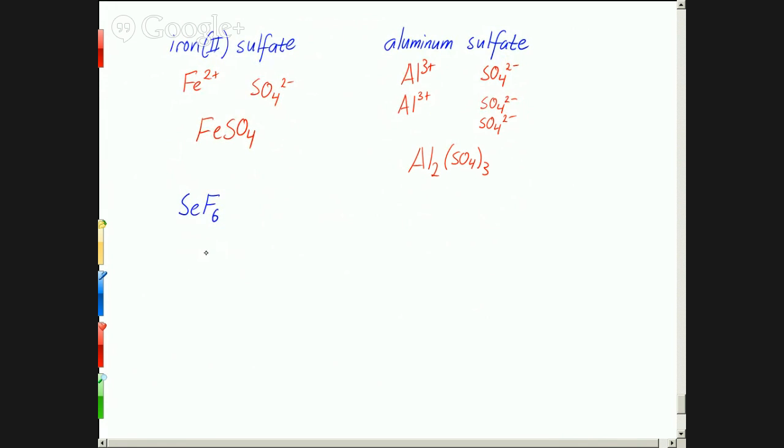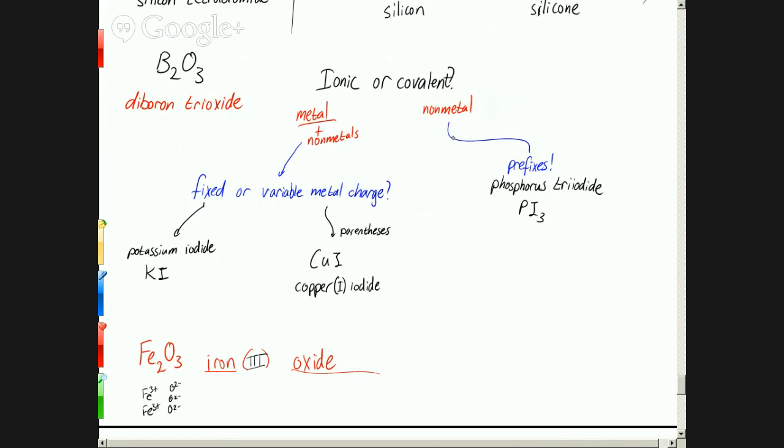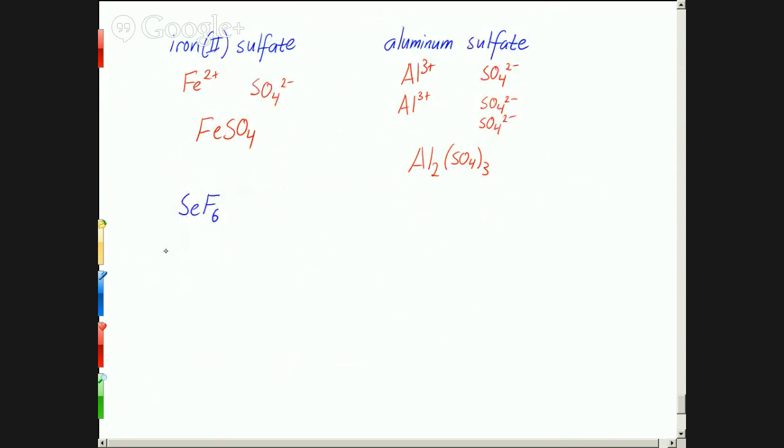How did you figure that out? These are both nonmetals, so it goes the covalent route, and we use the prefixes. We leave the mono off the first one and we just say selenium. And then there are 6 fluorines, so it's hexa. The aluminum sulfate was ionic, because of the metal there, the aluminum.